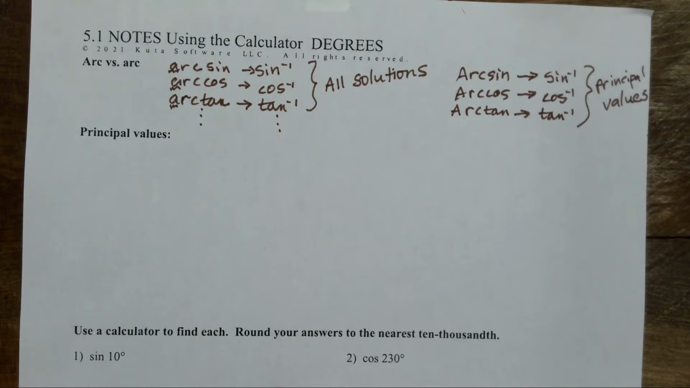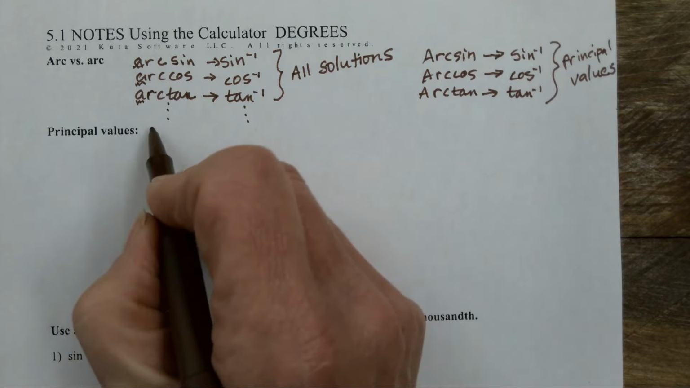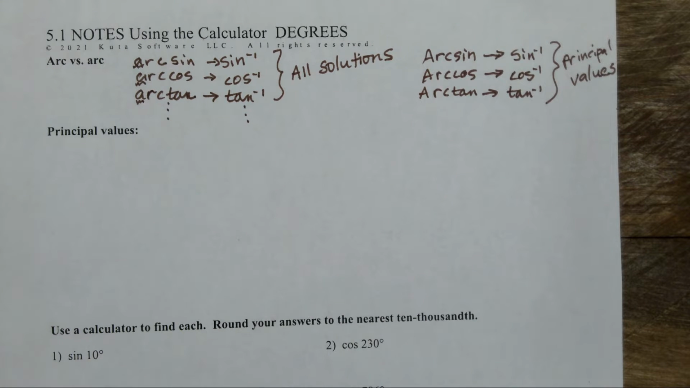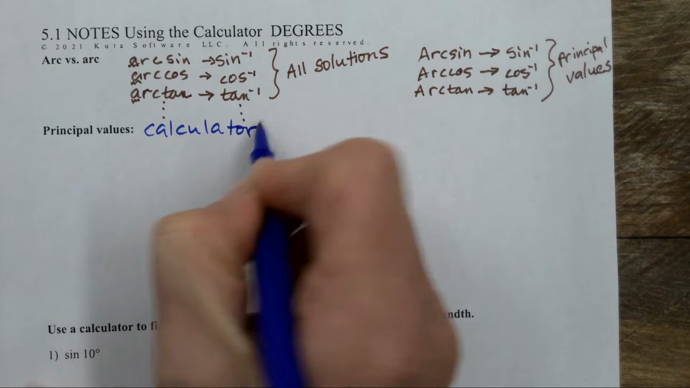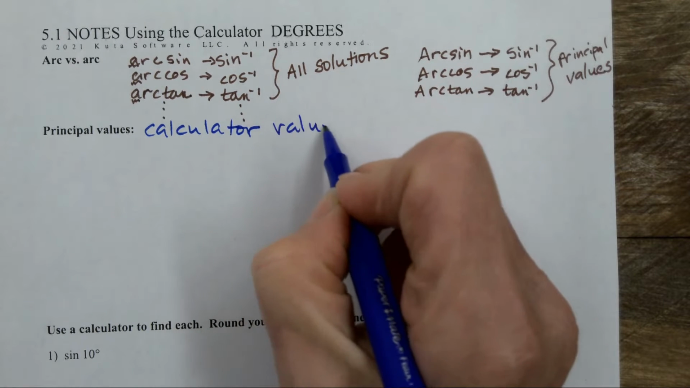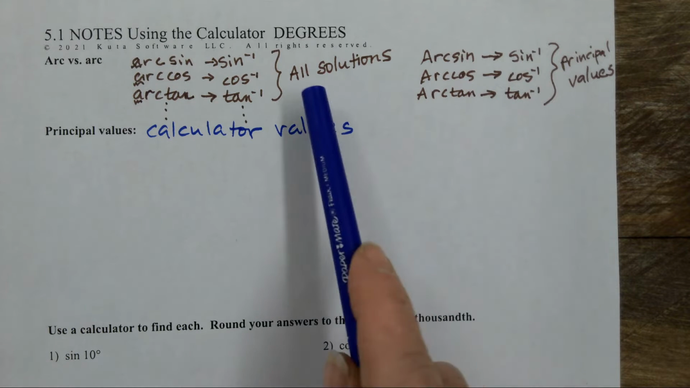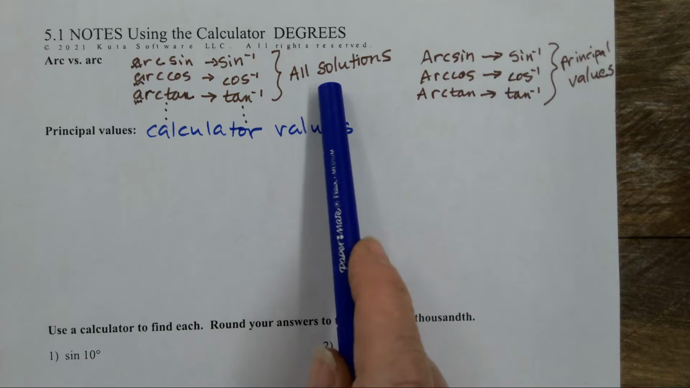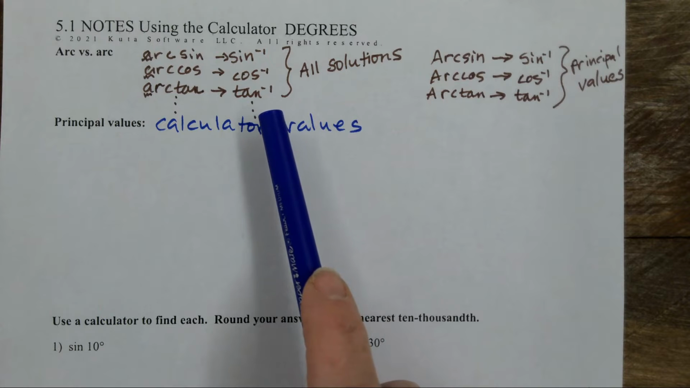And principal values are your calculator values. So when we talk about principal values, like I said, we're going to be using your calculator. It is your calculator values. Because your calculator is not capable. It is programmed to give you an answer. It can't give you all the solutions. It can't tell you plus 2 pi k. It can't keep going around and around and around the unit circle.